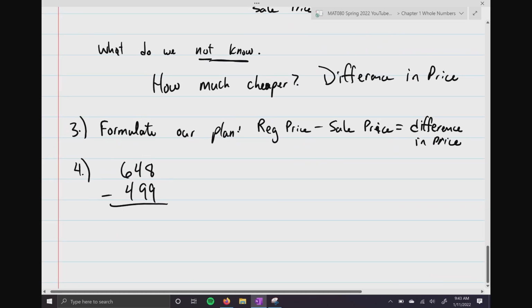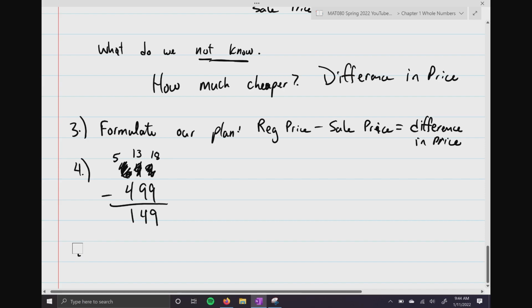So let's go ahead and subtract from right to left. Looks like we have to borrow. This becomes a 3. This becomes an 18. 18 minus 9 is 9. Now 3 minus 9 we can't do, so we have to borrow again. So now we have 13 minus 9, which is 4. And then 5 minus 4 is 1.